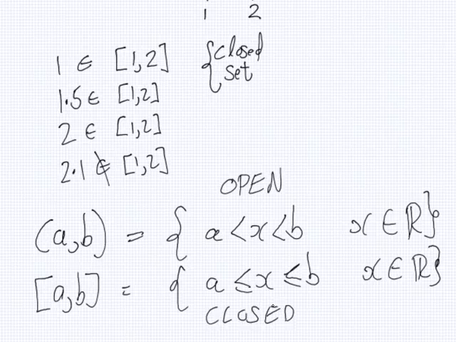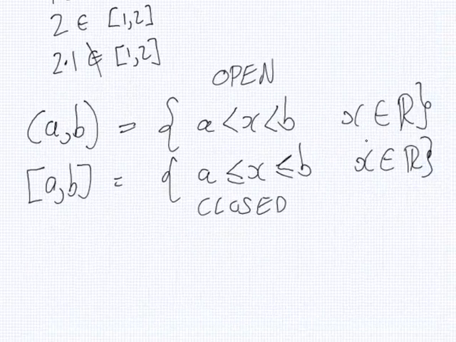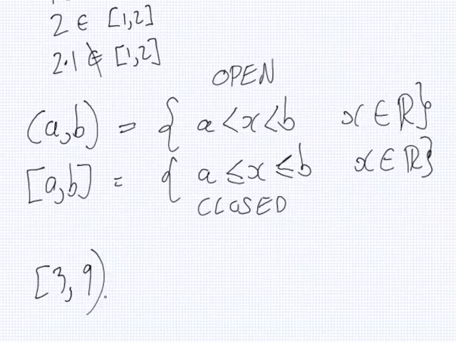And in fact, you can have it open at one end and closed at the other end. So for example, this set 3 to 9, that would be all the numbers which are bigger than or equal to 3, but smaller than and not equal to 9.